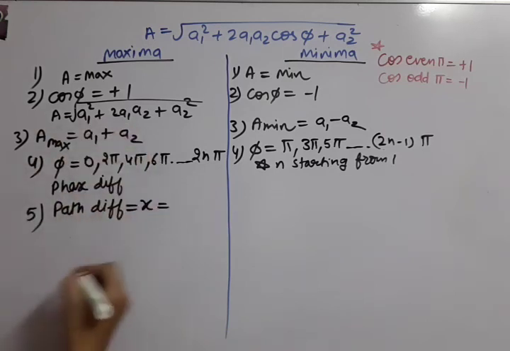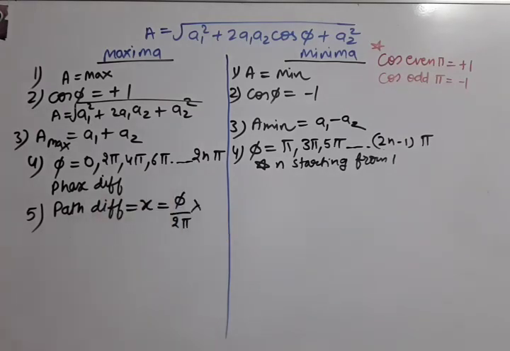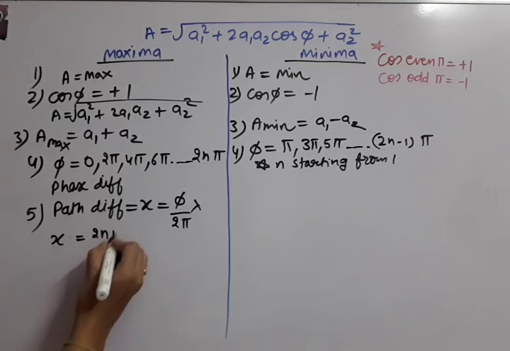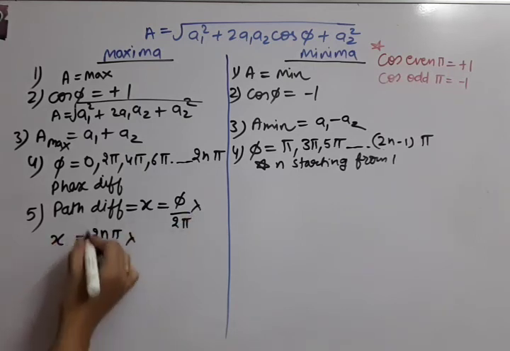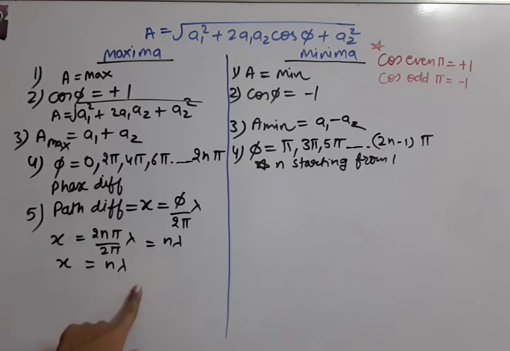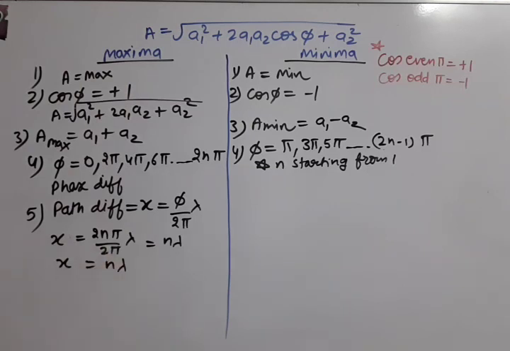Path difference को हम x बुलाएंगे. इसका फॉर्मूला होता है phase difference upon 2 pi into lambda. We will apply this formula and solve all possible path differences. Let us start. I have to put here phi. Phi means 2n pi upon 2 pi into lambda according to the formula. So 2 pi cancelled. What is left? n lambda. So जब भी दोनों वेव्स के बीच में n lambda डिफरेंस होगा तो मैक्सिमा बनेगा. ओके, n lambda difference means maxima.